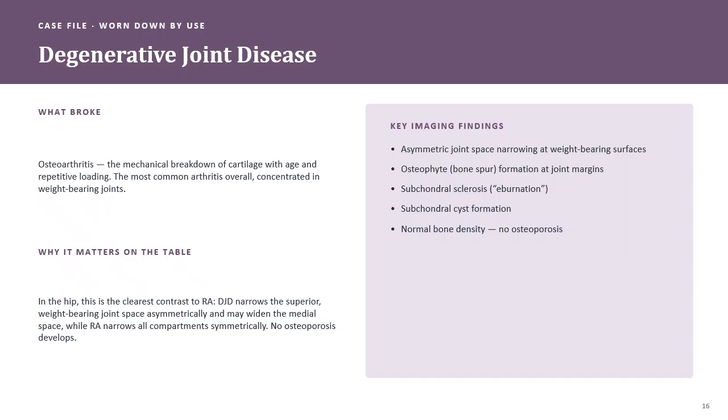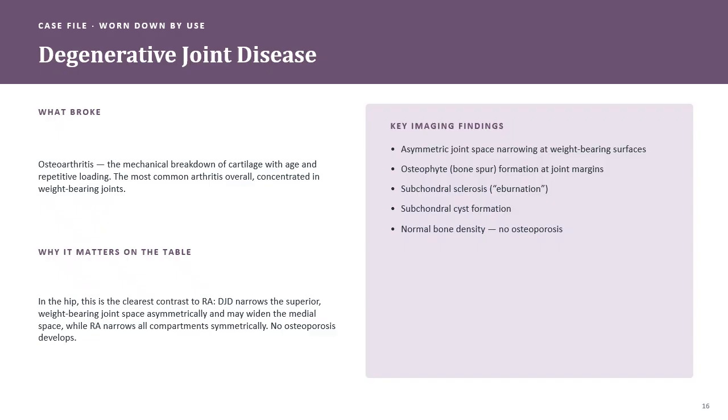All right, next is DJD, degenerative joint disease, or what we call osteoarthritis. All right, this particular disease develops as articular cartilage breaks down over time. So it's usually strongly associated with aging, repetitive use. It can be associated with prior injury, altered mechanics, and also weight-bearing stress.